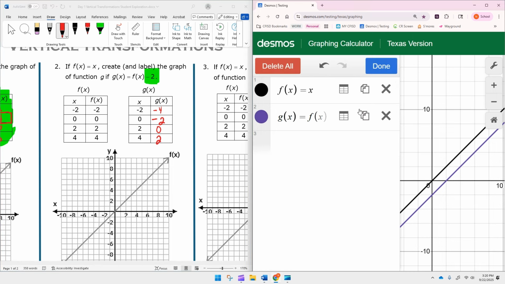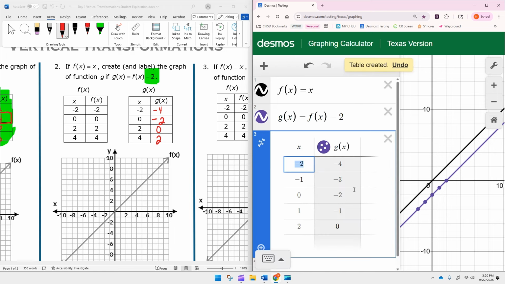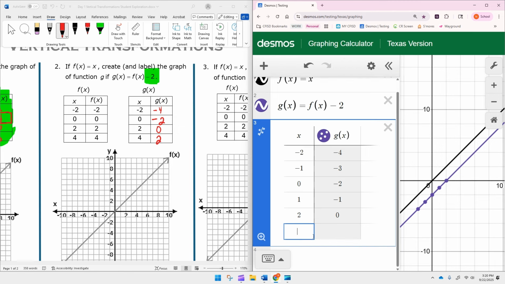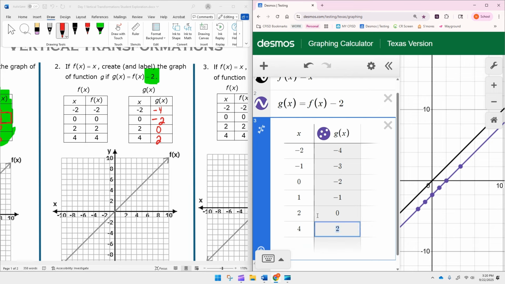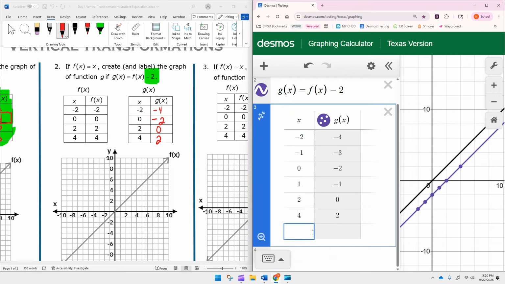So if we convert this to a table, as you can see, there's the -2, -4. There's the 0, -2. The 2, 0. We'll type in the 4, 2. And let's go ahead and finish. We're going to graph. So we are down here at -2. And this one also has a rise of 1 and a run of 1. And we can go ahead and connect those dots.